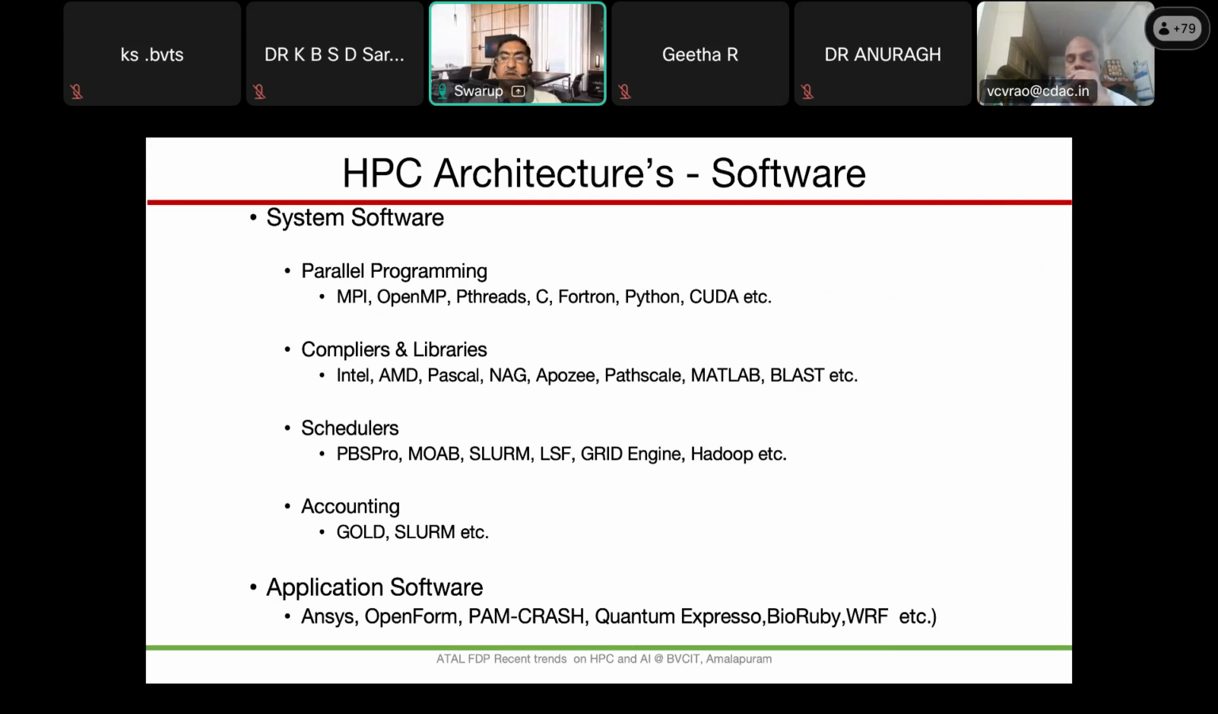So these software are important. Hardware cannot do anything on its own because you need the entire stack.